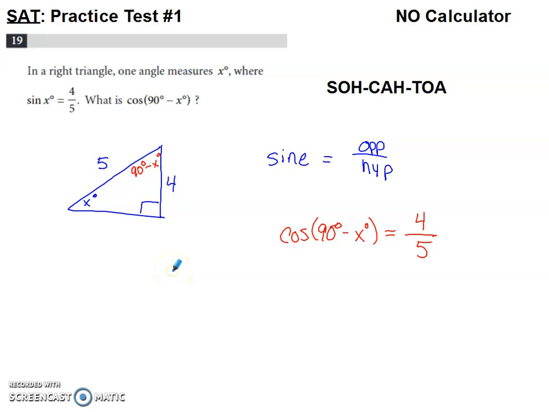Problem number 19 is talking about a right triangle. One angle measures x, and sine of angle x is 4 over 5. What is the value of cosine of 90 minus x? Now there are some identities that you can use to try to determine this.